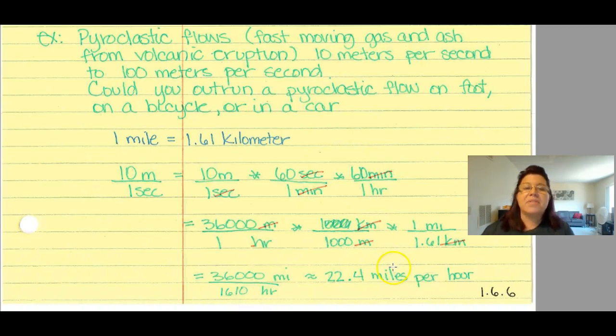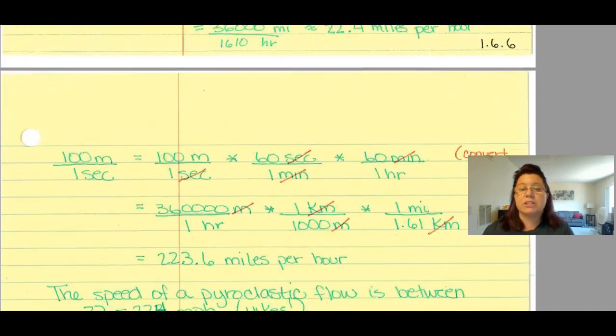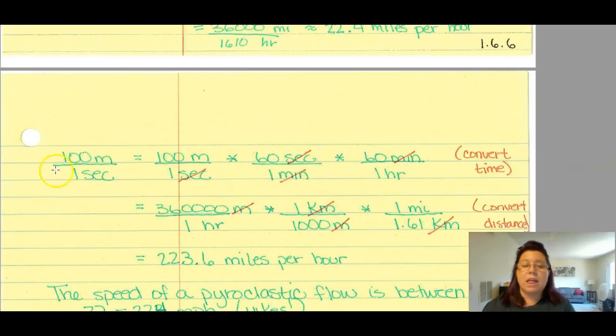Okay, but that was for a slow-moving pyroclastic flow. It said 10 meters per second to 100 meters per second. So if we did the same conversion where it was 100 meters per second, okay, this is a little bit different story, right? 100 meters per second is 223.6 miles per hour. I'll let you figure out all the conversions.